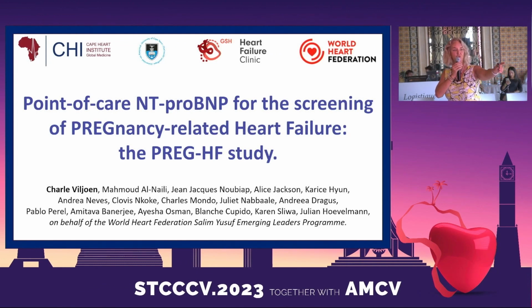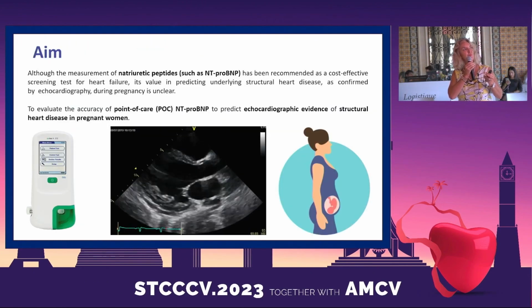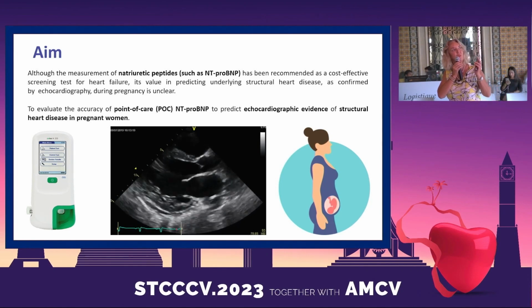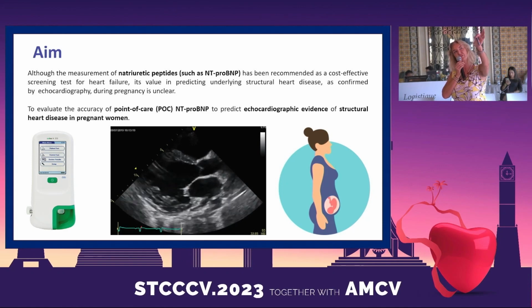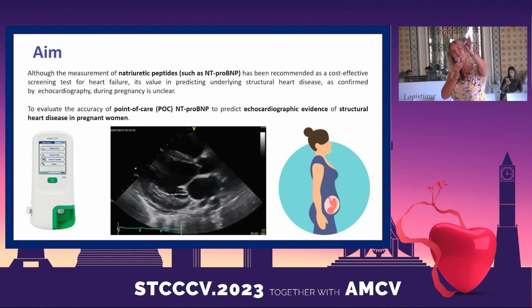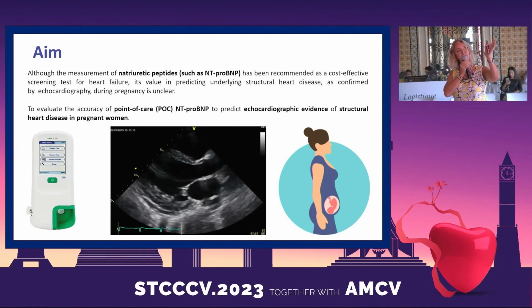So this is a group who was in the program, I think in 2020, if I'm not wrong, and they decided to do a project of point-of-care NT-proBNP for the screening of pregnancy-related heart failure, the PREC-HF study. They're all junior people. You can see here the aim: measurement of natriuretic peptides, such as NT-proBNP, has been recommended as a cost-effective screening test for heart failure.